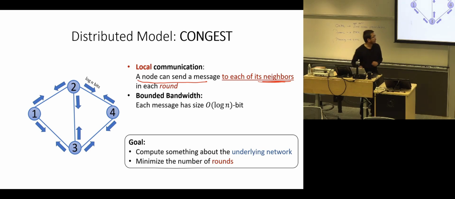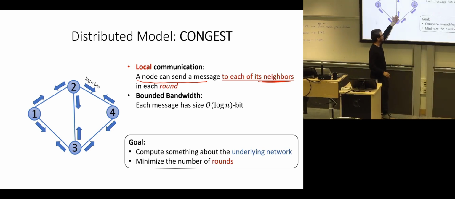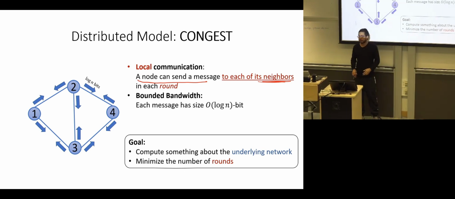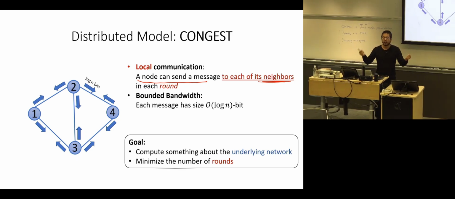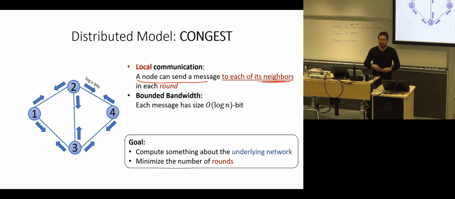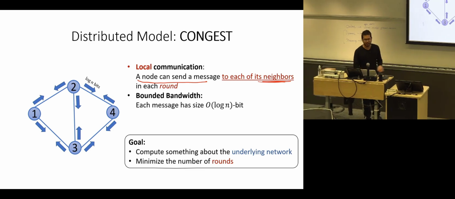Okay, and the goal usually is just to solve something about this network itself, so that you minimize the number of rounds. For example, you can ask, what's the distance from node 1 to node 4? How many hops do you need to do? Or what's the min cut of this? Where is the bottleneck in this network? How many rounds do you need to communicate to each other so that you know that information? It's quite a natural model, just the message passing model.